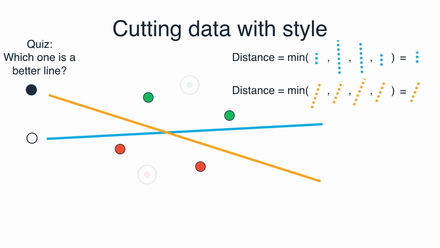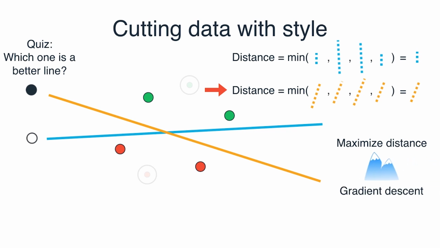So this is the function we need to work with, the minimum of the four distances. And our goal is to make that minimum as large as possible. In other words, we need to maximize the distance. And how do we maximize this distance? You guessed it, with gradient descent.